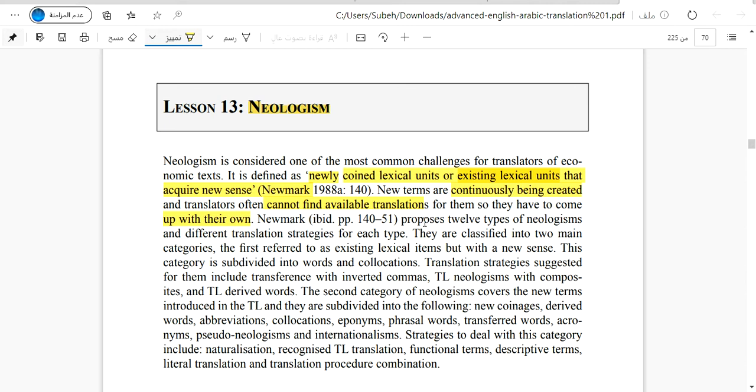Newmark proposes 12 types of neologisms and different translation strategies for each type. The first refers to existing lexical items, يعني already موجود ولكن بيصير في تعديل عليه, but with a new sense. Again, لما أنا أحكي دفترية, ممكن لما حد يسمعني إياه دفترية يمكن يجي عباله كلمة دفتر, مثلا دفتر الطالب, شو دفترية. But here, the word دفترية in economic text has a new sense, which is like the record in which the amounts are recorded, etc. Okay.